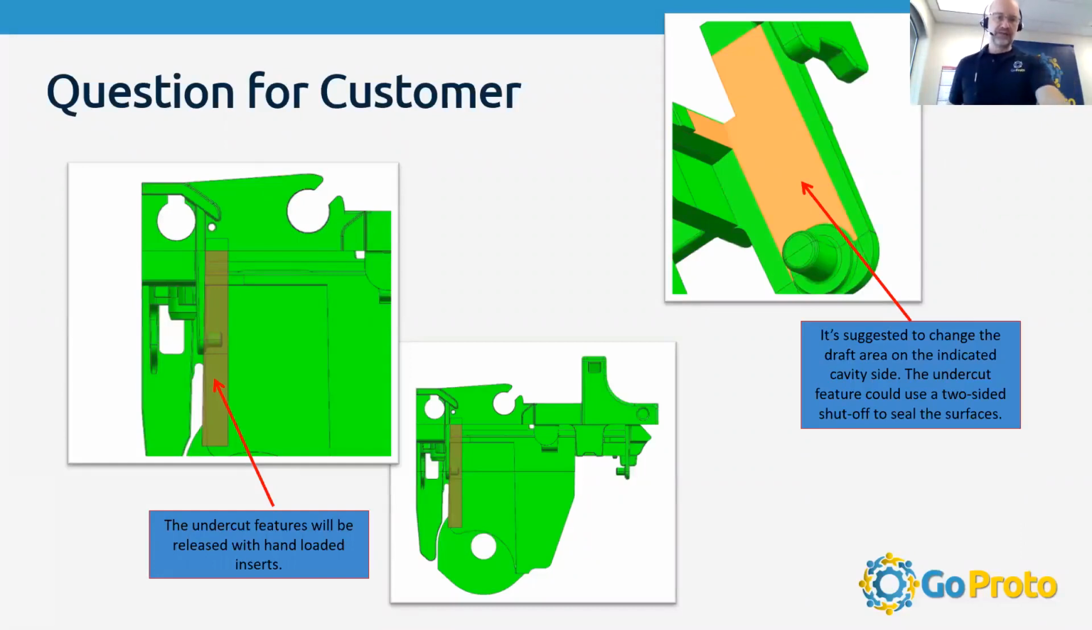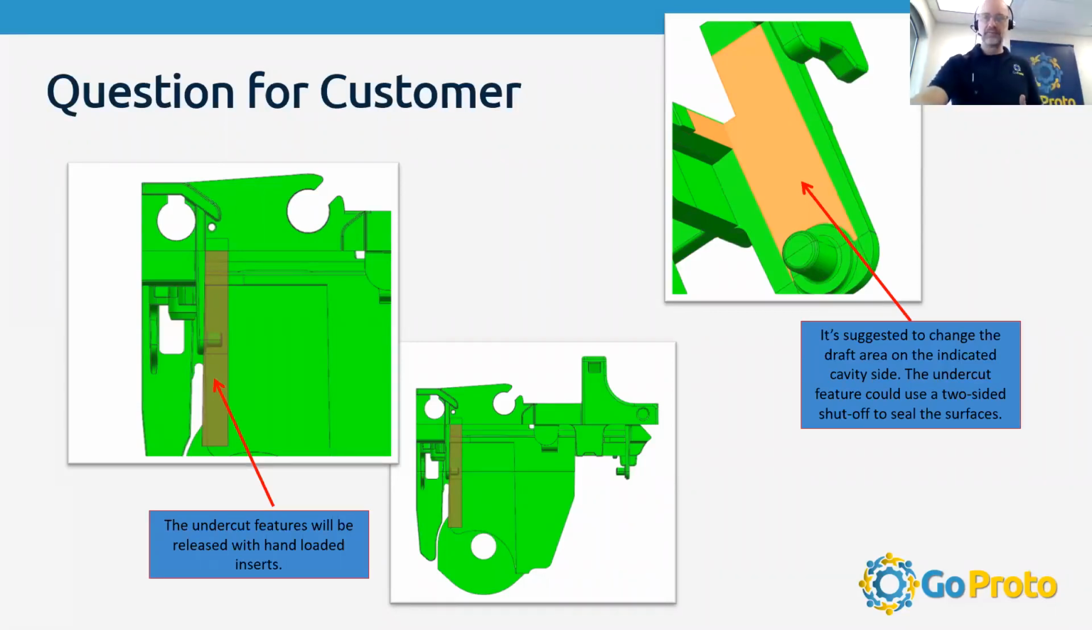So it says it's released with a hand-loaded insert, which we wanted to clarify there. We'd probably make 2 or 3 sets so that we can continue the cycle quickly. That may be an example of where the draft would be different than what it would be if it was formed with the core or cavity, so we want to communicate that.